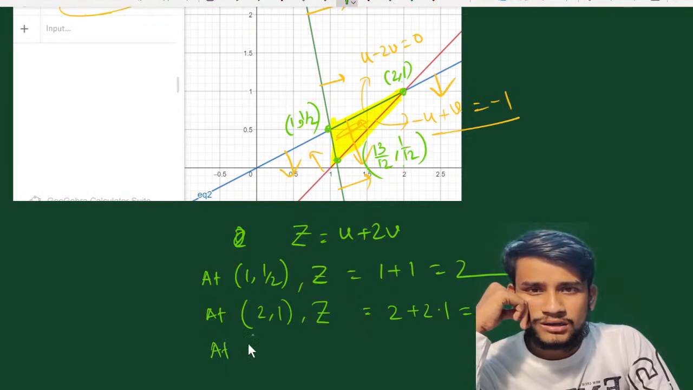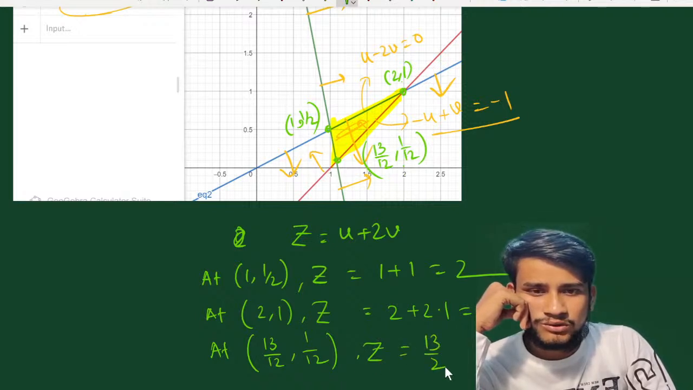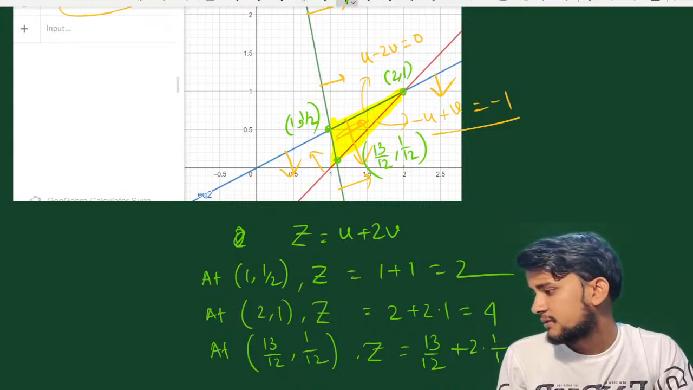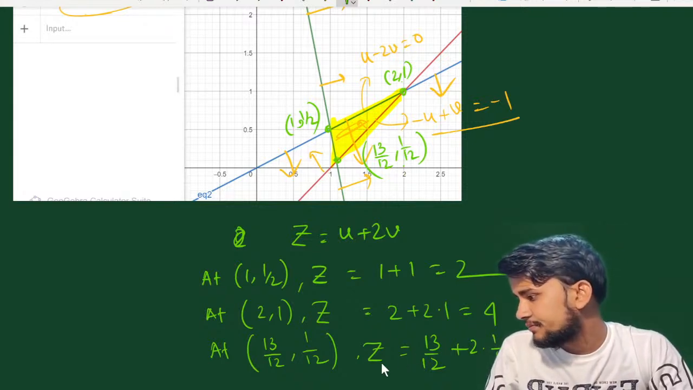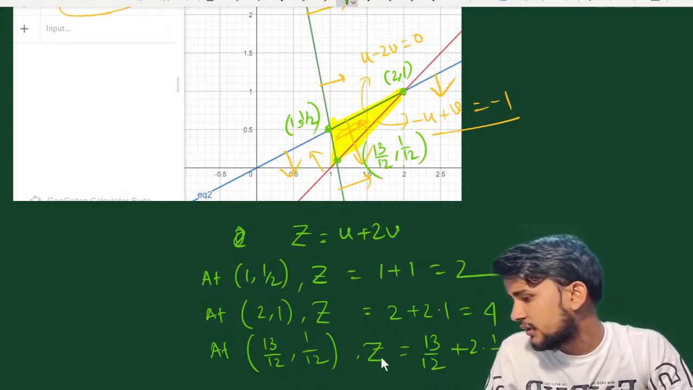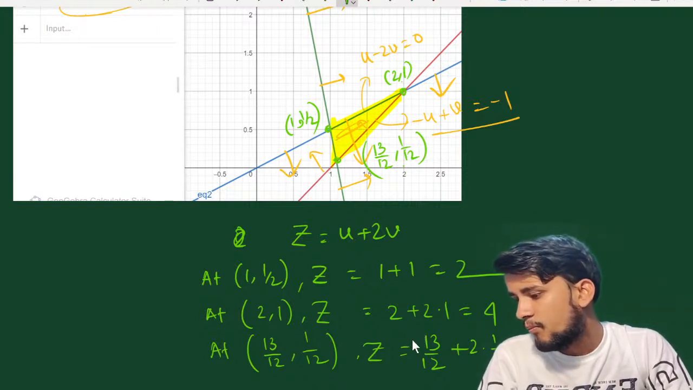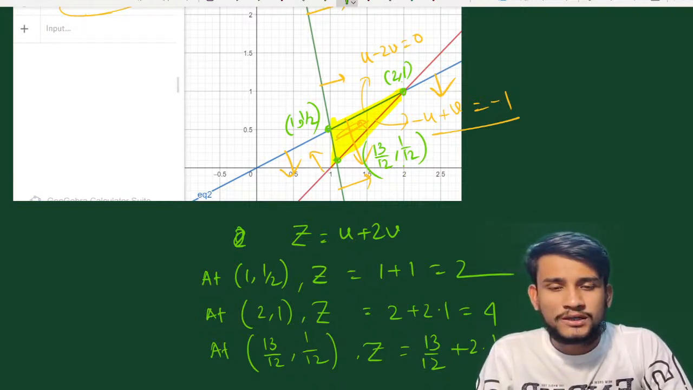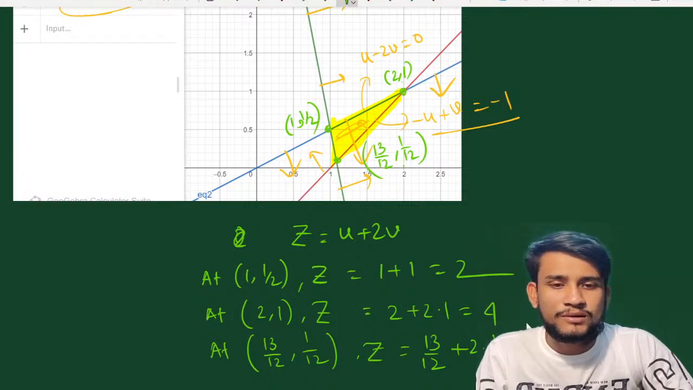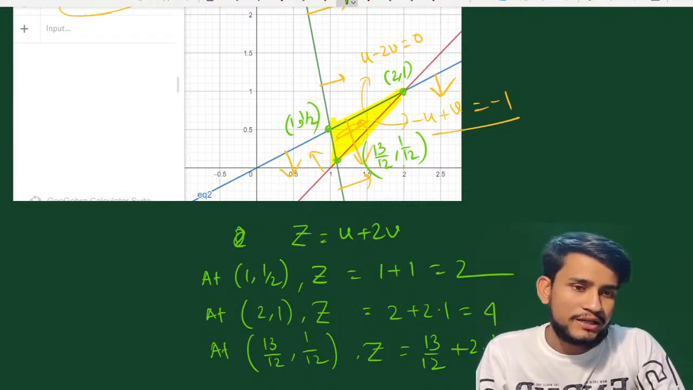And at 13/12 and 1/12 the value of z equals 13/12 plus 2 into 1/12, which is equal to, I think, 14/12. Just a second. Or 13 and 2 is 15, so 15/12. So this is the minimum value, which is nearly equal to 1.2.